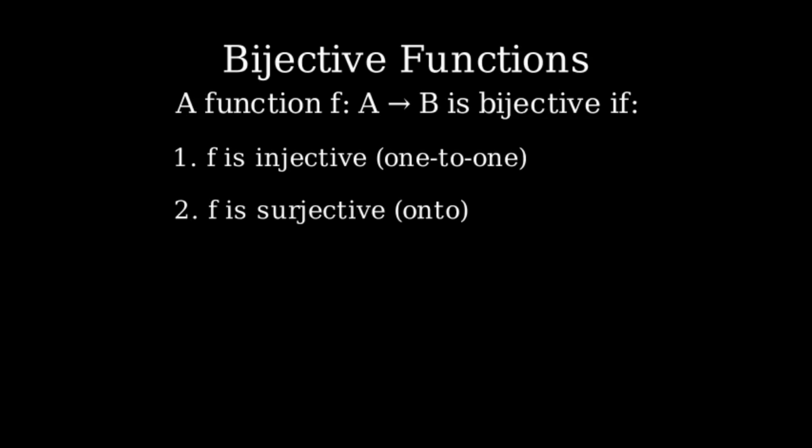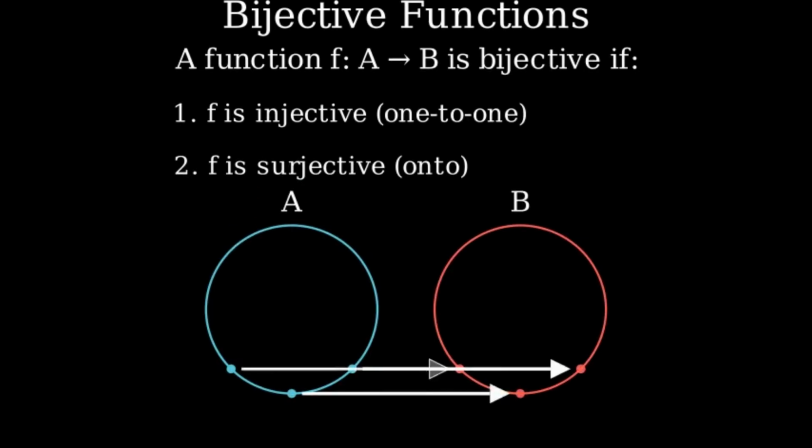Let's break this down. First, a function is injective, or one-to-one, if each element in the codomain B is mapped to by at most one element in the domain A. In other words, different elements in A must map to different elements in B.